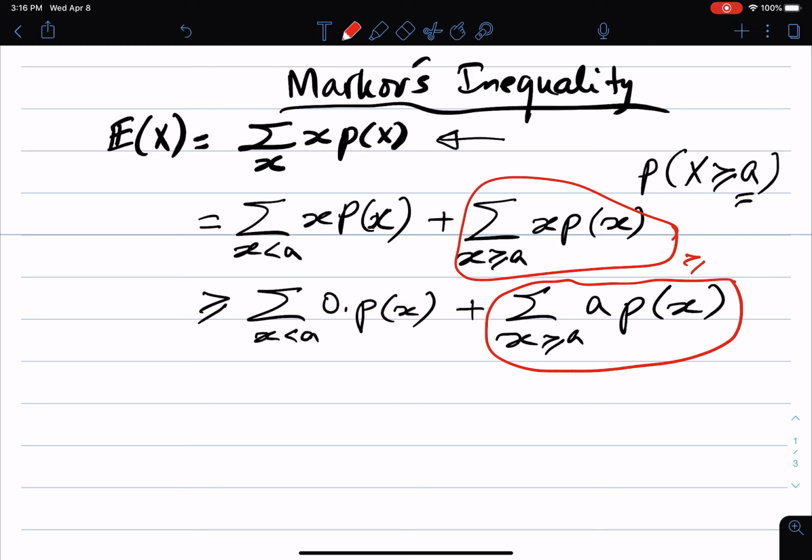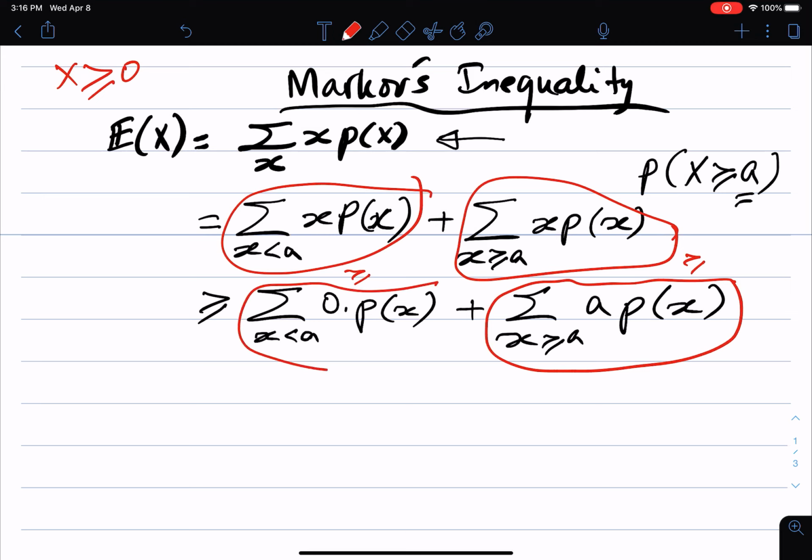Okay, and we are talking here about random variables. I should have said this. We're talking about random variables that take non-negative values. Okay, so I'm assuming here that x is greater than or equal to 0. And this is what allowed me to say that this here now is greater than or equal to this. Okay, but now if you look at it like this, this is 0 here. So this equals the sum of a p of x, for all x greater than or equal to a.